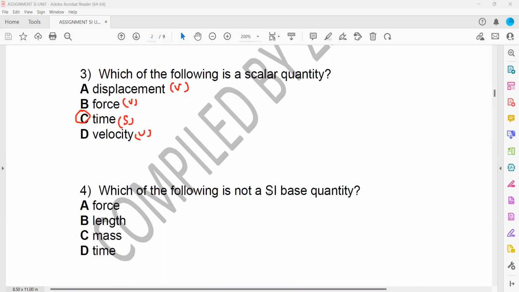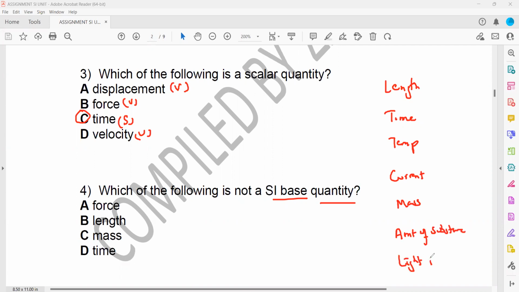Which of the following is not an SI base quantity? What are the SI base quantities? There are 7 quantities and the units are like kilogram. So what are the SI base quantities? Length, time, temperature, electric current, mass, amount of substance, and the light intensity. These are the 7 fundamental or the base quantities.